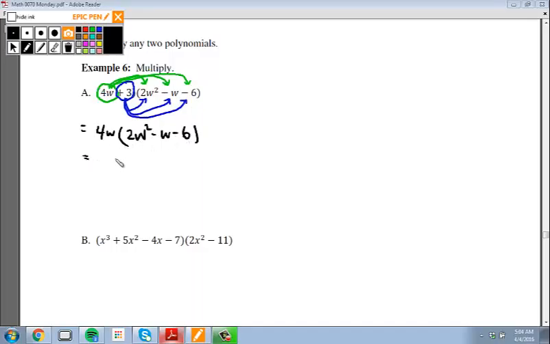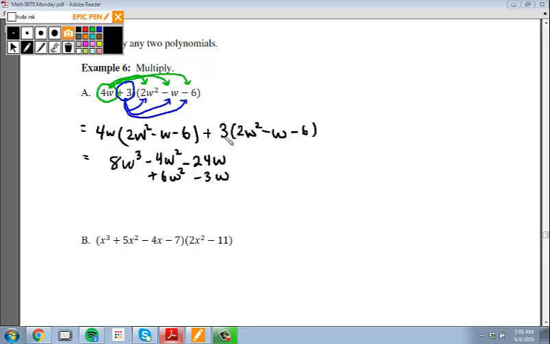Distribute the 4w to get 8w to the third minus 4w squared minus 24w. I know this is a lot. I just try to keep track of all the exponents, alright? Plus 3 times 2w squared minus w minus 6. So 3 times 2w squared is actually 6w squared. 3 times minus w is minus 3w. And 3 times minus 6 is minus 18.